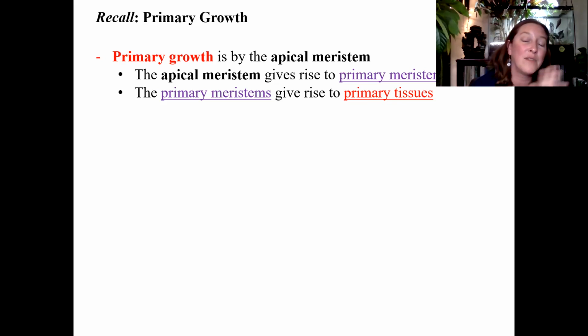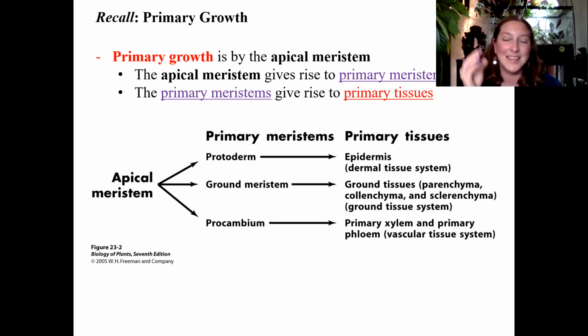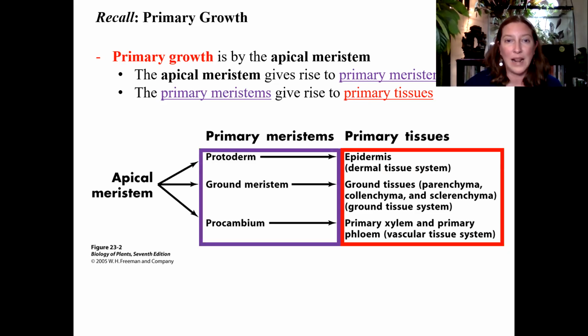And I tried, probably not successfully, to demonstrate that on the previous slide. So here you go. This is a nice, clean schematic saying all of that much, much more neatly than I'm able to. So apical meristem makes these 3 primary meristems, and each of those primary meristems is going to make primary tissues. There you go. Sometimes words are better. Look, and I even color coded it for you. You're welcome.